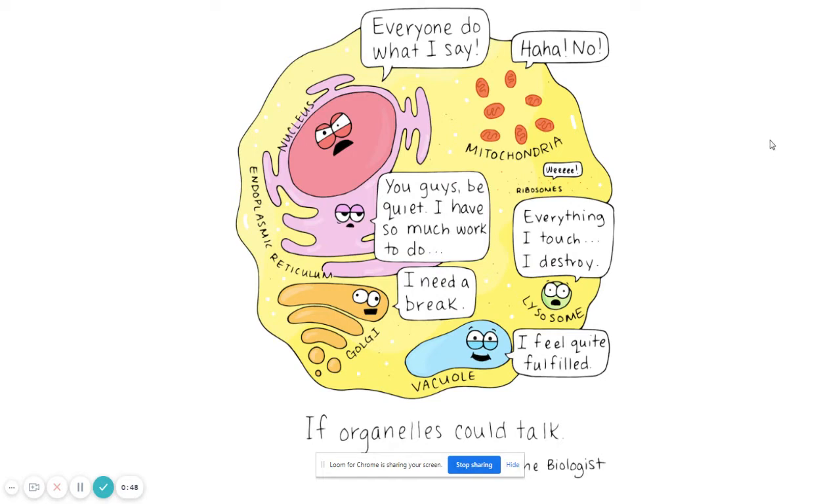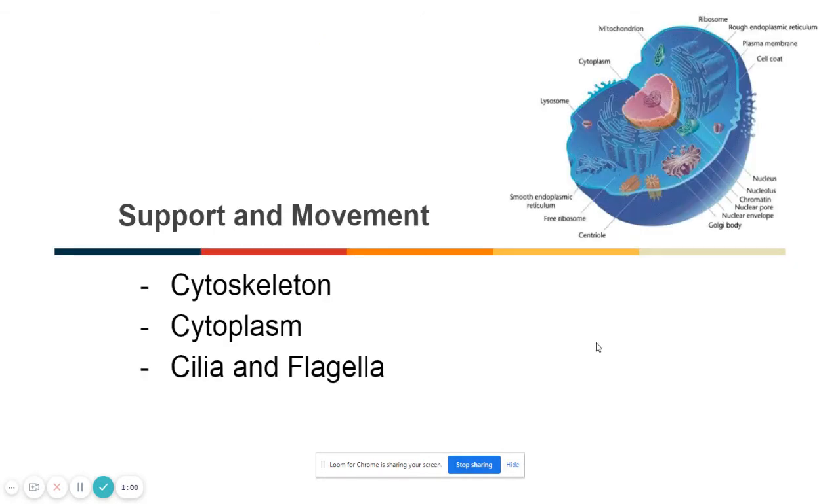Today, we're going to be going through these organelles, and a good way to remember them is to group them by similar functions. So that's how I'm going to be going through each set of organelles with you today. So the first set of organelles are organelles that provide support and movement for the cells. So this includes the cytoskeleton, the cytoplasm, cilia, and flagella.